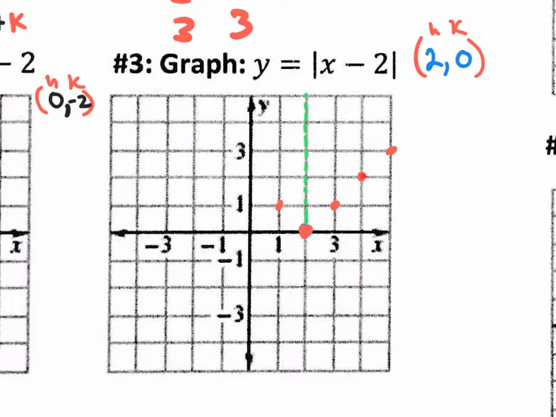So this guy was 2 units away, so go 2 units away this way. And this one's 3 units away. And there's your perfect absolute value function graphed.